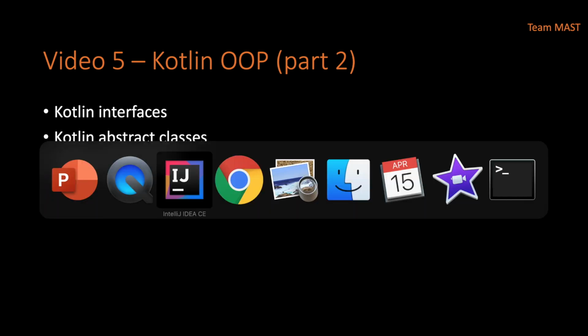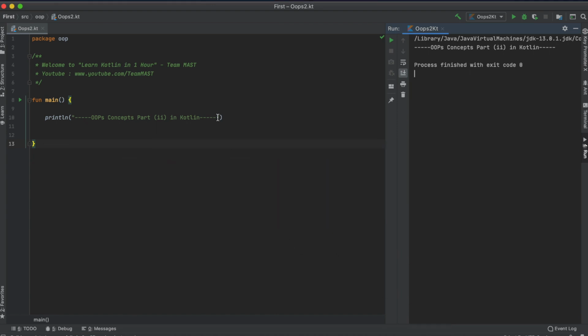Let's go to the IDE, IntelliJ IDE, and here I have a file oops2.kt which has a main function. It just has a println statement. So let's begin with the abstract classes. You can create an abstract class by using the keyword abstract like this.